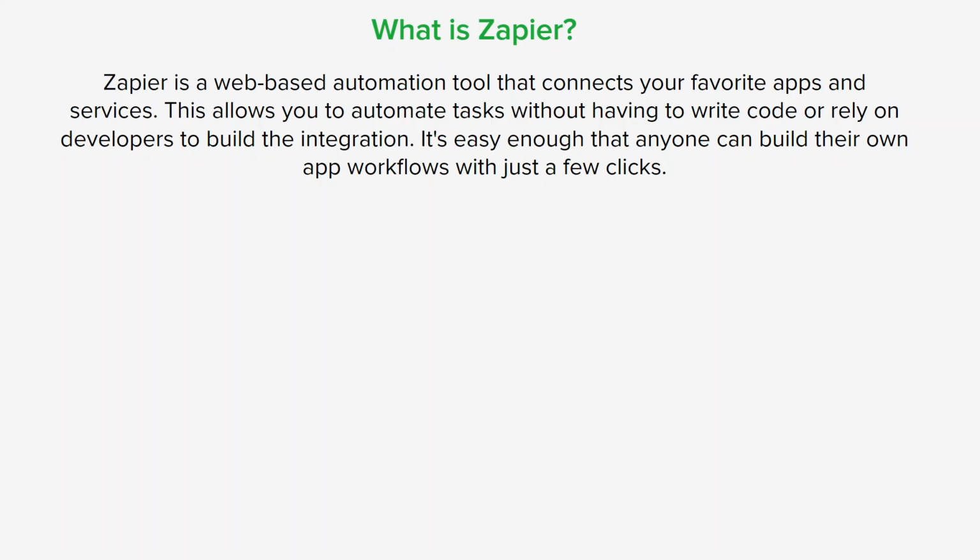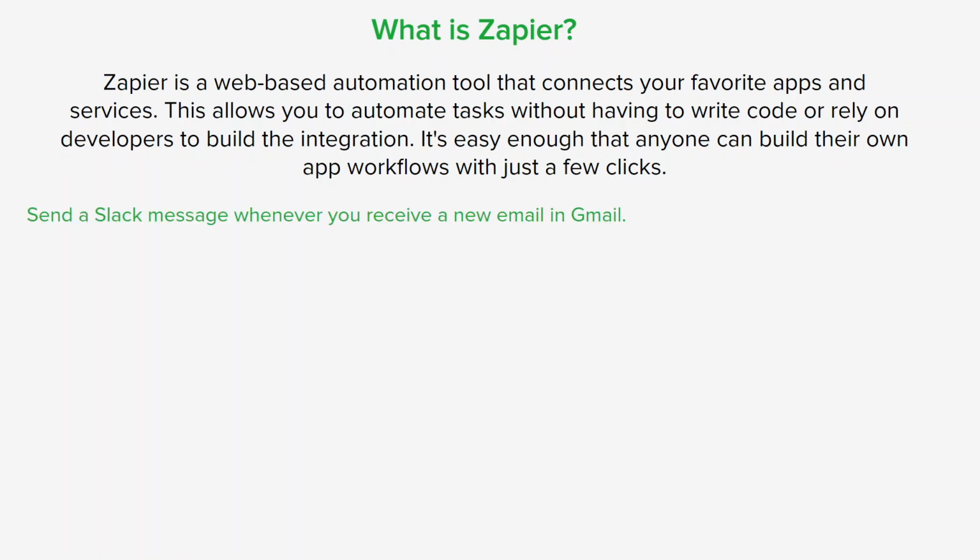So once a trigger is set up, an action is then the event that Zapier will perform after it's triggered. So for example, an action could be sending a Slack message, creating a new task in Asana, or adding a new contact to MailChimp. Once you've chosen a trigger and an action, you can test your Zap and turn it on. Zapier will then start automating that task for you.